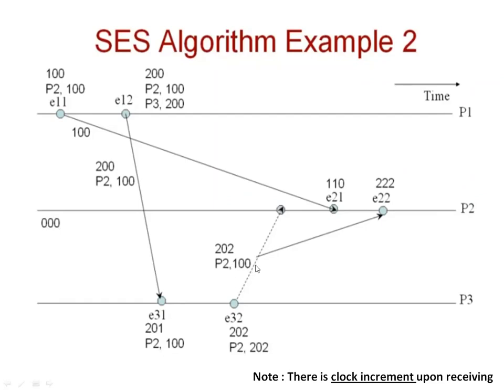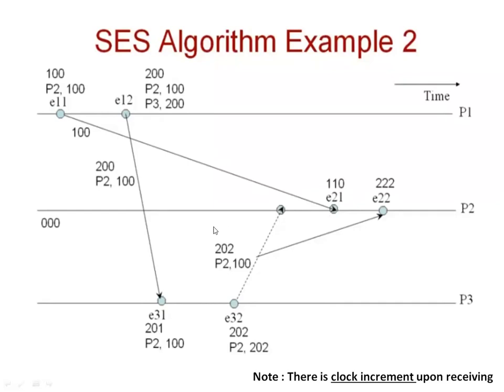The timestamp is supposed to be 202, and here the timestamp is 000. Since 202 is greater, it will not be able to receive it, because the second component belongs to P2, and here the second component is 0. The rest of the values are greater, so it will not be received until this value becomes greater than this value. So this message will be buffered till the time when the first message is received by the process P2.